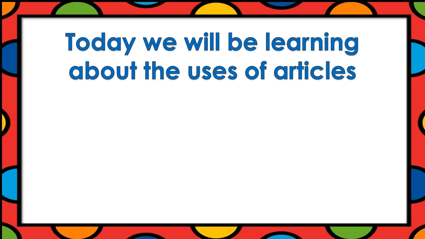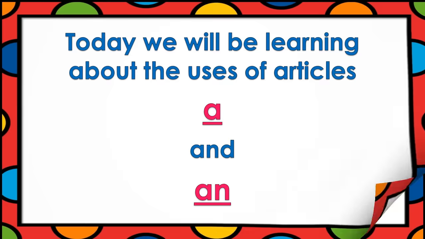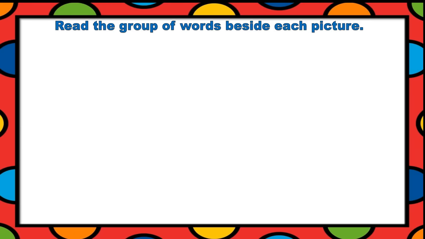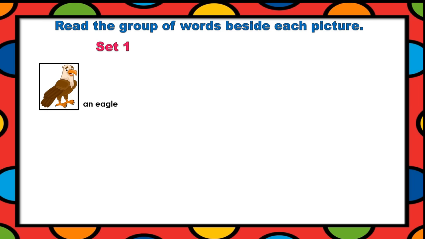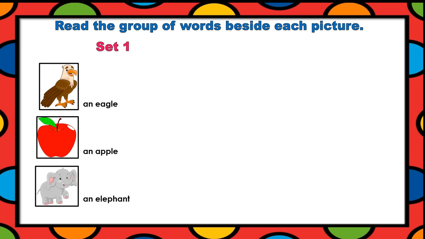Today, we will be learning about the uses of articles a and an. Read the group of words beside each picture. Set 1. An eagle. An apple. An elephant. An egg. An eggplant.